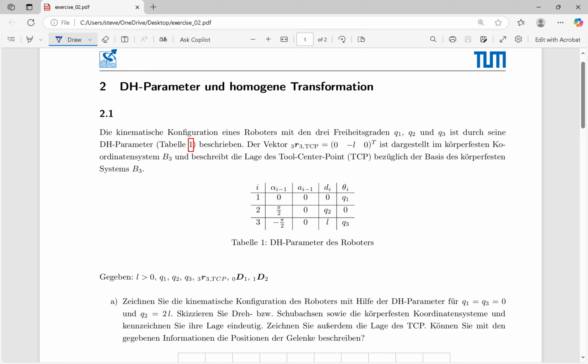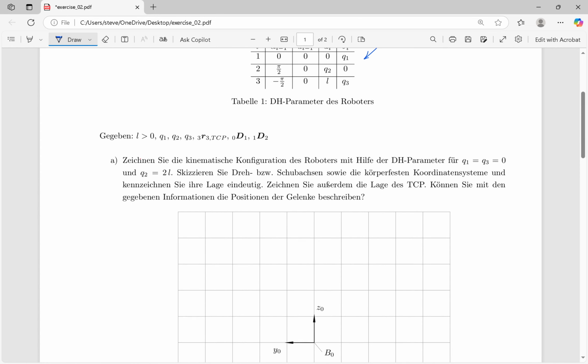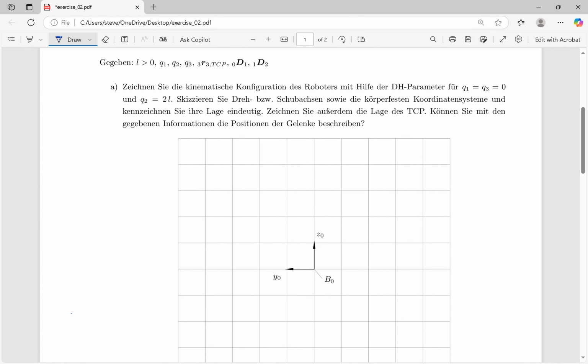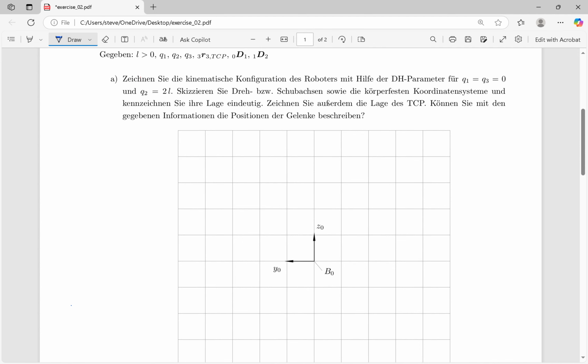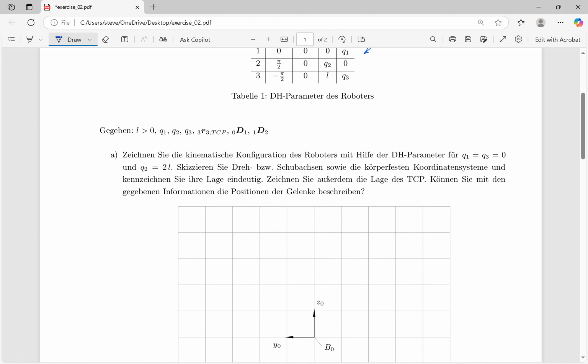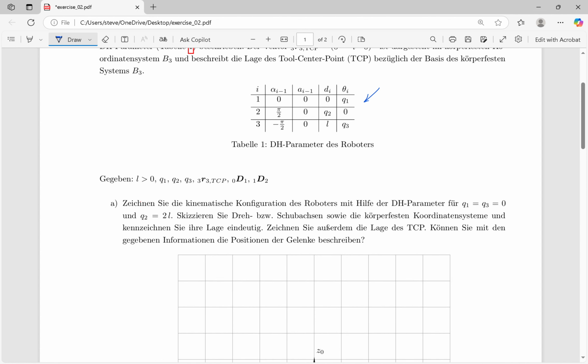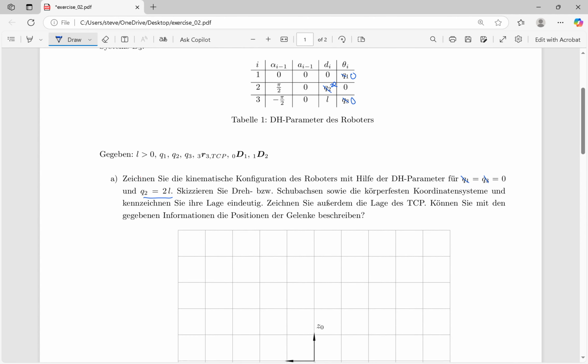In exercise number 1, we are given a table of DH parameters and we are asked to find the configuration of the robot by drawing. And this is an exercise that is very easy to get wrong. So let's start. The first thing we want to do is to fill in all that they give us into the table. And now let's get drawing.